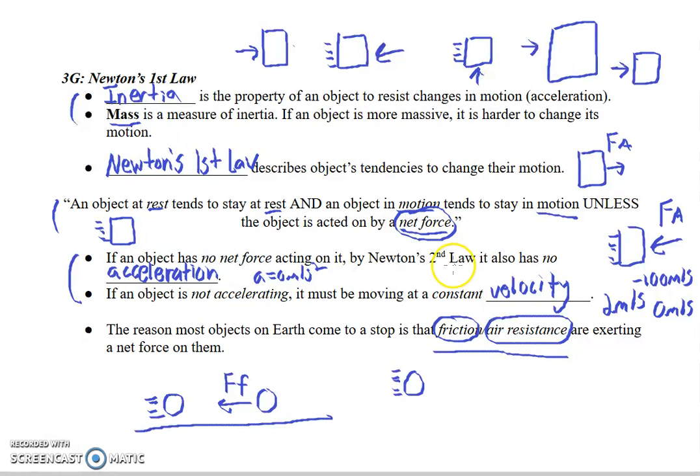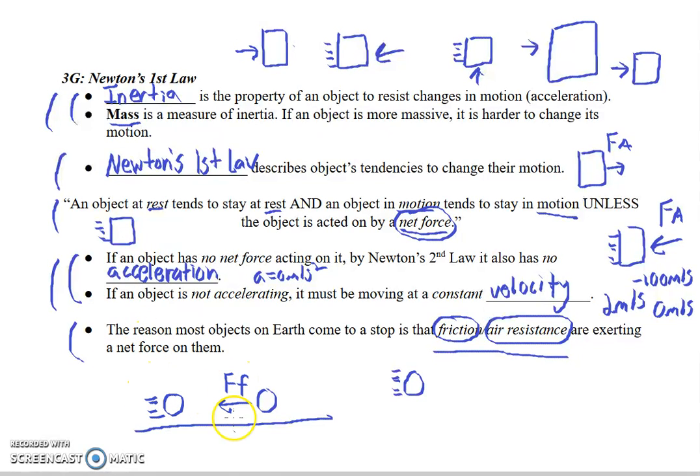So that's all of the stuff really in the first law. A little bit on inertia, the phrasing of the first law, a couple of the consequences that fall out of it, and a reminder that sometimes this law doesn't appear to be true on Earth, but it is. There are forces acting on objects that change their motion.